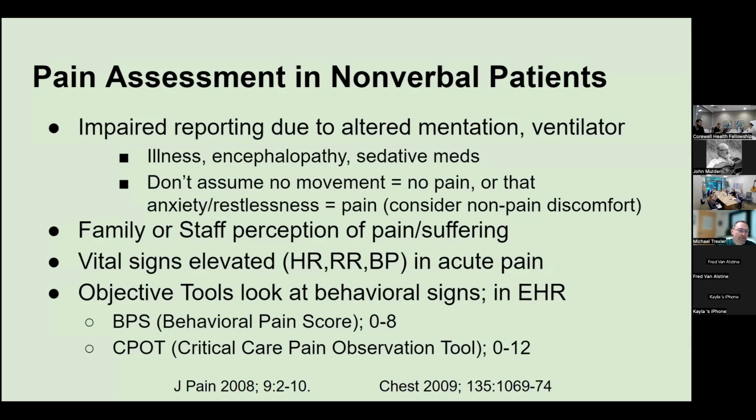Last week, Dr. Mulder mentioned the behavioral pain score and the CPOT, critical care pain observation tool. These are tools that are found in the electronic medical record. Nurses use them. The differences are that they look at behavioral signs, but the BPS is a 0 to 8 scale, CPOT is 0 to 12. Wouldn't it be nice if we had a 0 to 10 scale? We're all used to rating pain on a 10 scale.